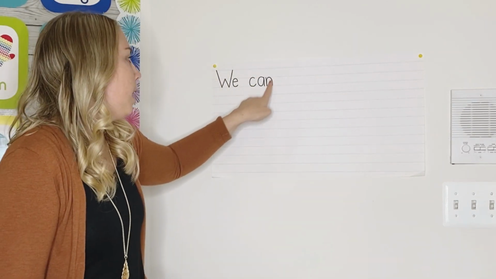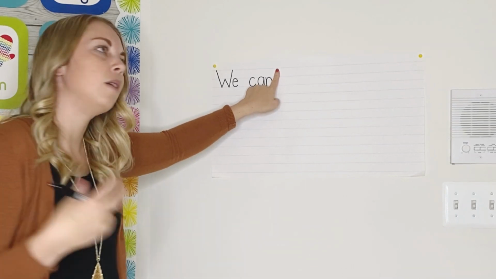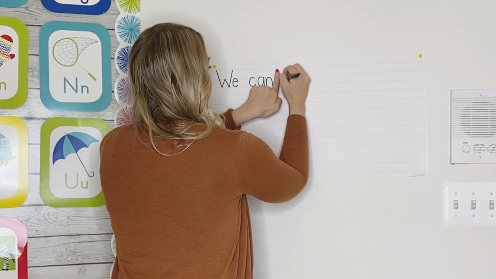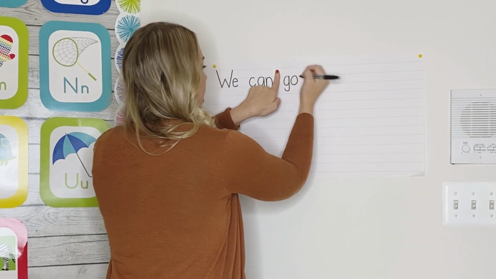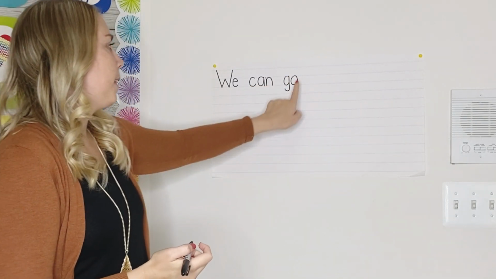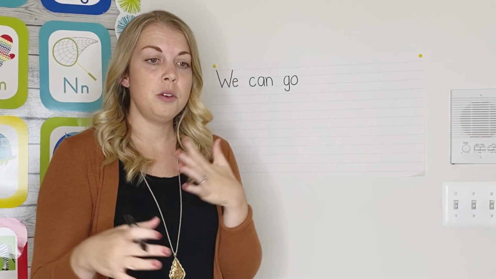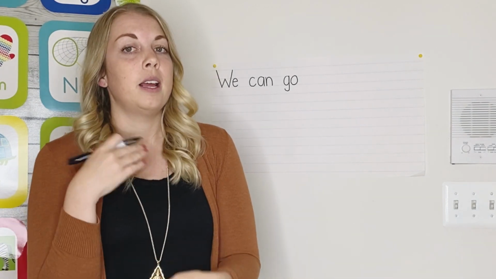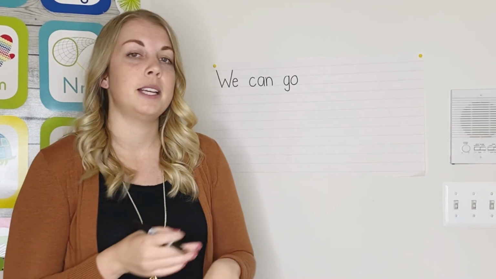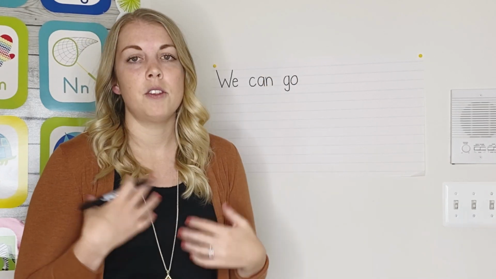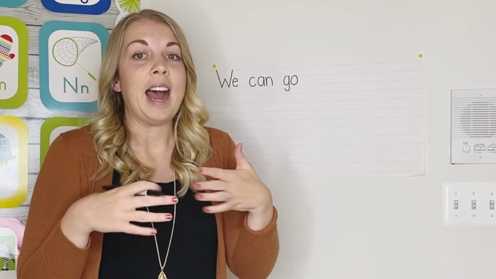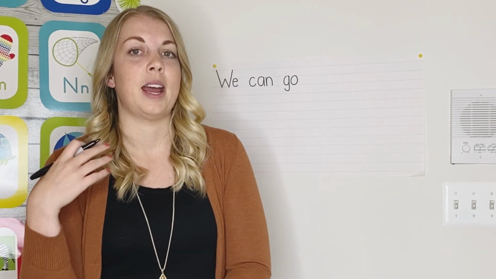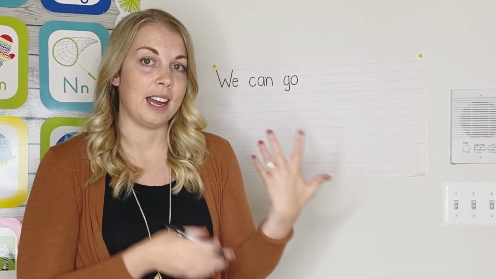So we can, what's the next word? Go. G, O. And then you're going to just continue that same process, emphasizing the finger spaces, emphasizing where we touch the lines. Even though you're not teaching handwriting, it's still important to share how they should be using the lines and how they should be doing proper handwriting as you're writing.